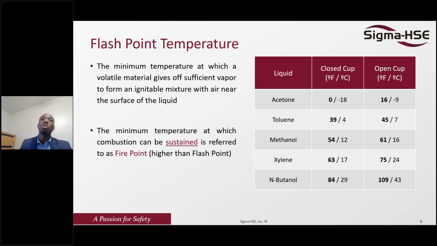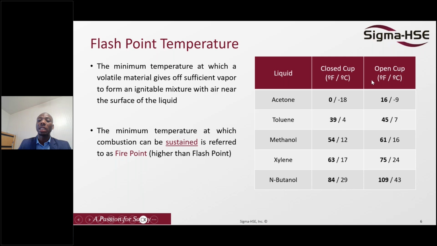Normally in the lab, we determine the flash point. After the flash point, you are able to determine the fire point if the flame is able to stay on for some time. Then we know that, okay, at this point, a fire will actually occur. That is a fire point. And usually the fire point is always higher than the flash point.